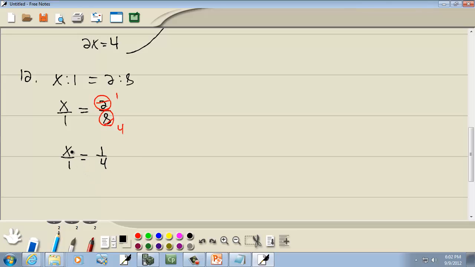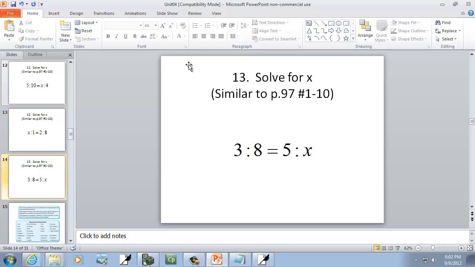Now I could cross multiply, but x over 1 is just x. So x is going to equal 1/4. That's the value we'd have to put in here for this to be a proportion. One more.